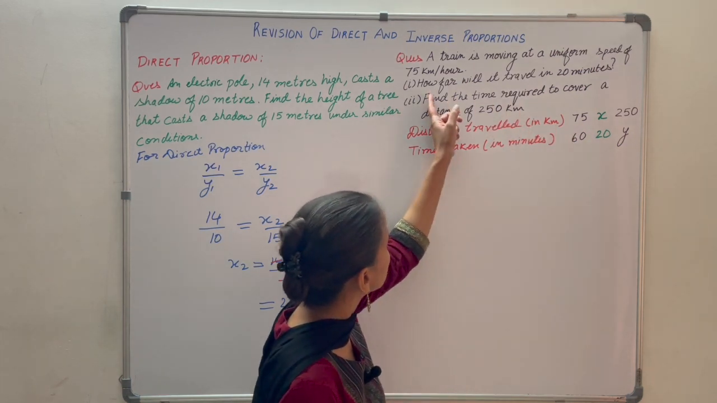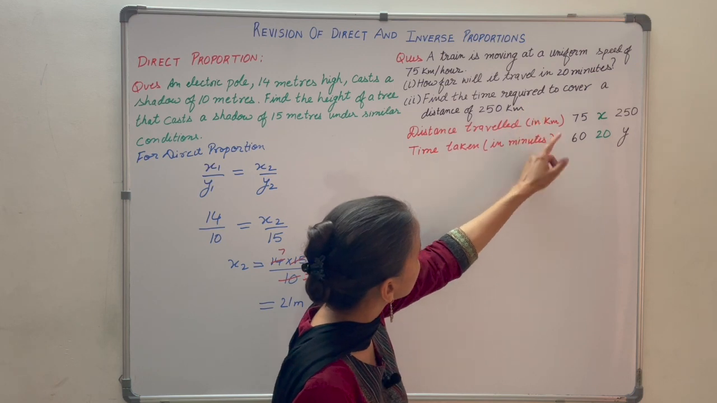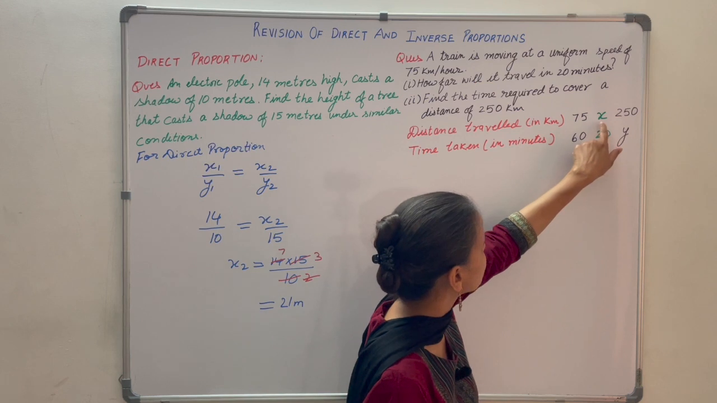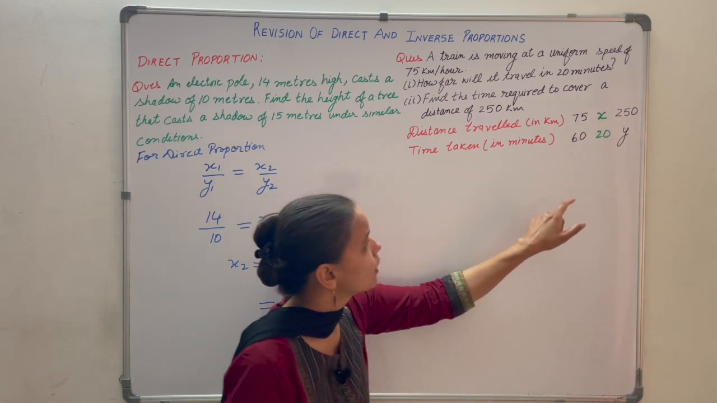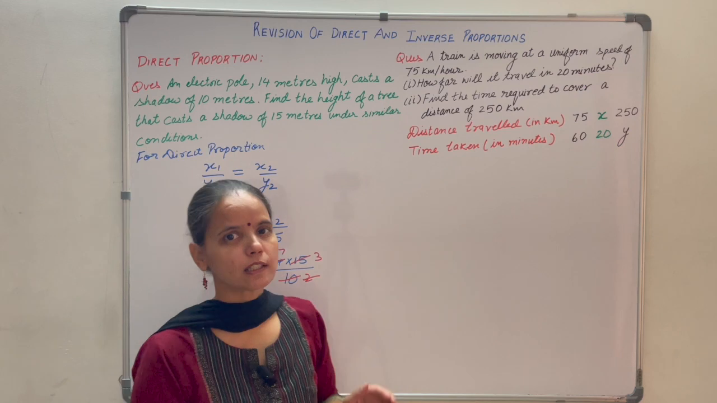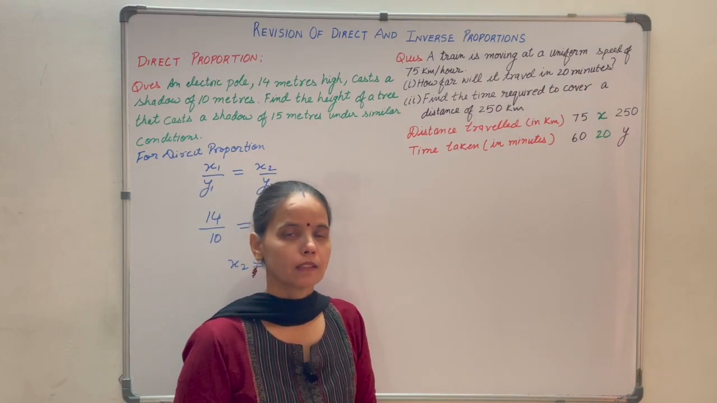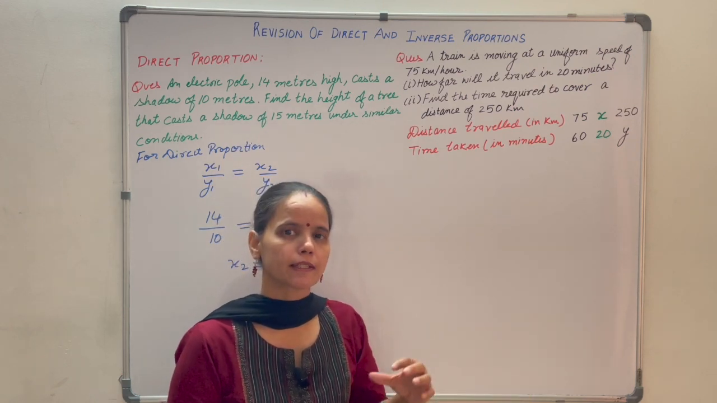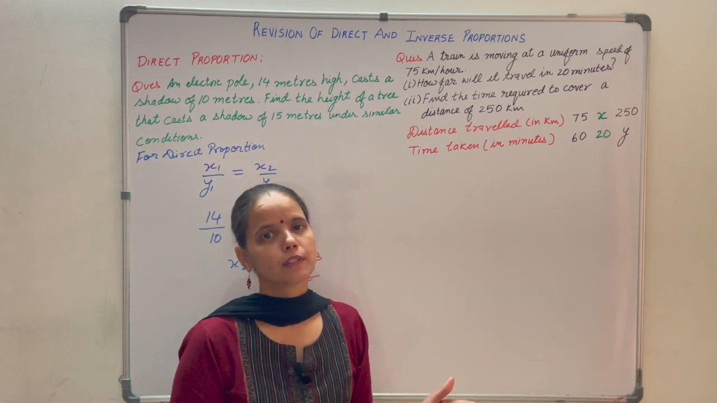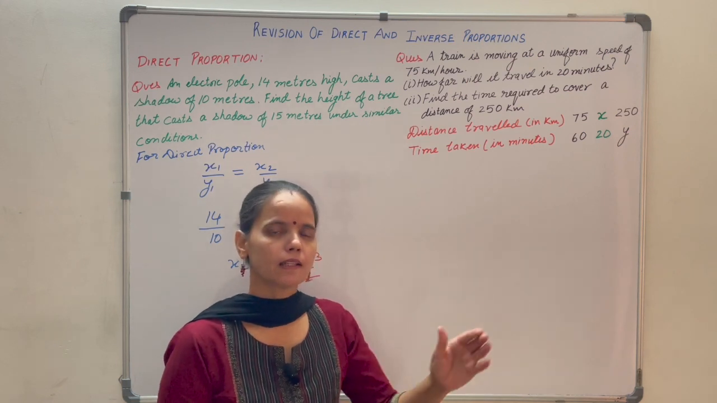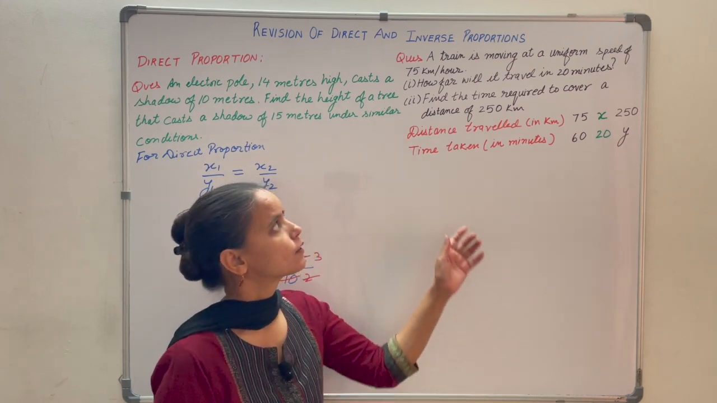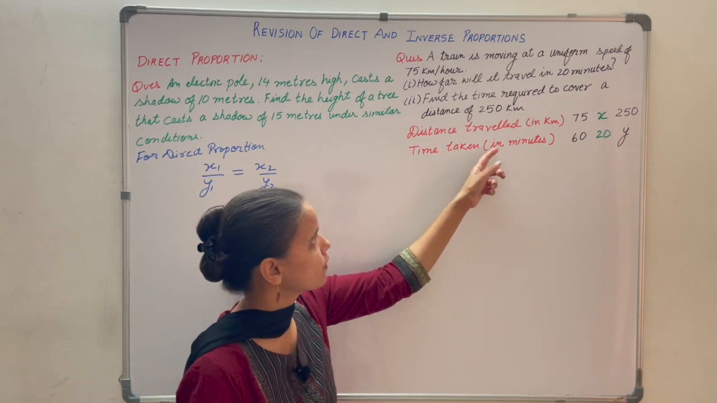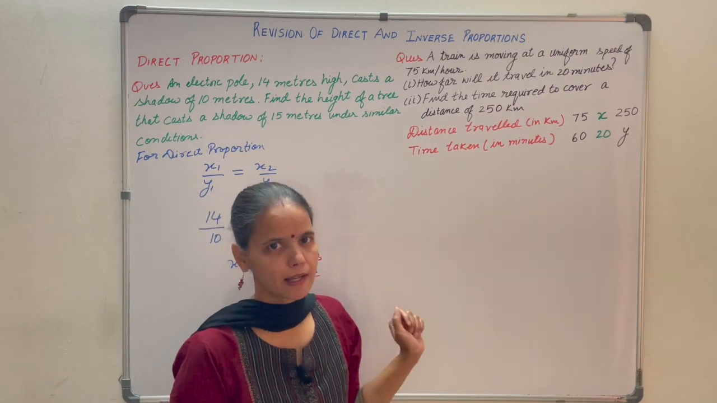So the first part says, how far will it travel in 20 minutes? So you need to find out how far it travels in 20 minutes. So you have to find out the value of x. So here you can see if the vehicle is moving at a uniform speed, then with the same speed, it is going to cover more distance if the time taken is more. And if the time taken is less, then it is going to cover less distance. So they are in direct proportion. Which two quantities are in direct proportion? Distance traveled and the time taken, they are in direct proportion.